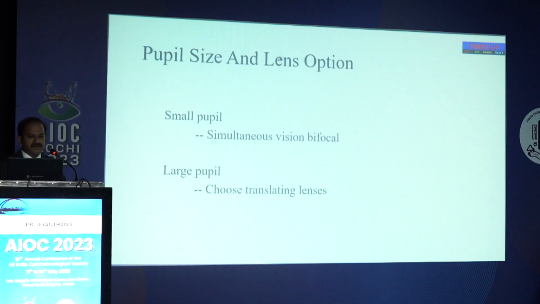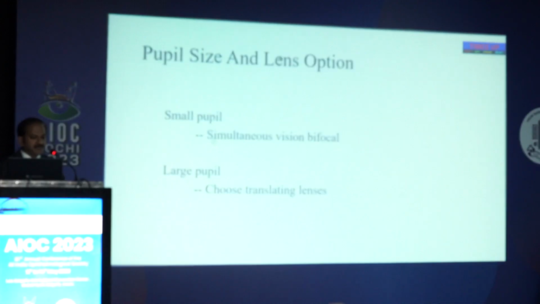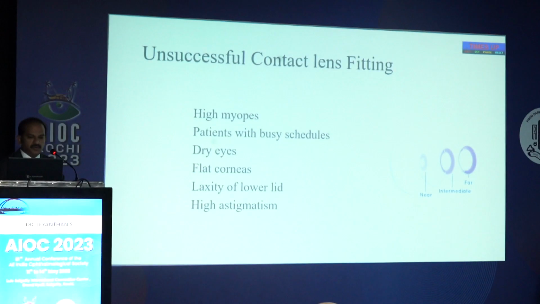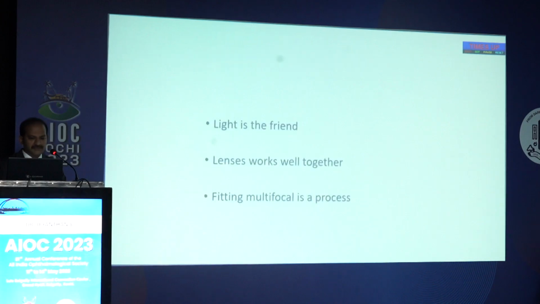So some clinical examples: if the patient has got a smaller pupil, go for simultaneous vision bifocals. If the patient has got a larger pupil, go for the translating design. There are a few unsuccessful situations where the contact lens doesn't suit. One is high myopes, the patient with a busy schedule, already having a dry eye, flatter corneas, laxity of the lower lid, and higher astigmatism. They are not going to be happy with the contact lenses.